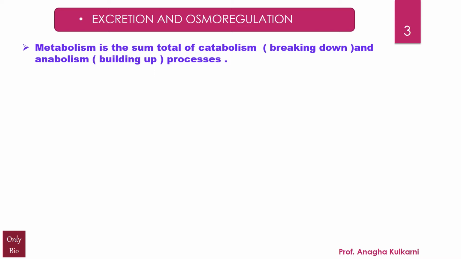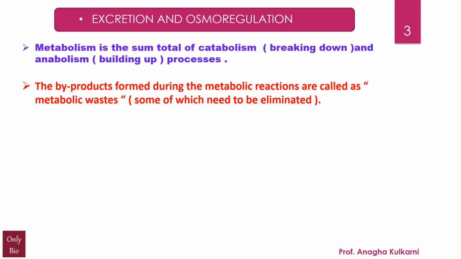Now, what do you mean by catabolic reactions? All those reactions in which complex substances are broken down to simpler forms are called catabolic reactions. And all those reactions in which simple substances are converted back into complex forms are called anabolic reactions. The byproducts formed during the metabolic reactions are called metabolic wastes, some of which need to be eliminated.